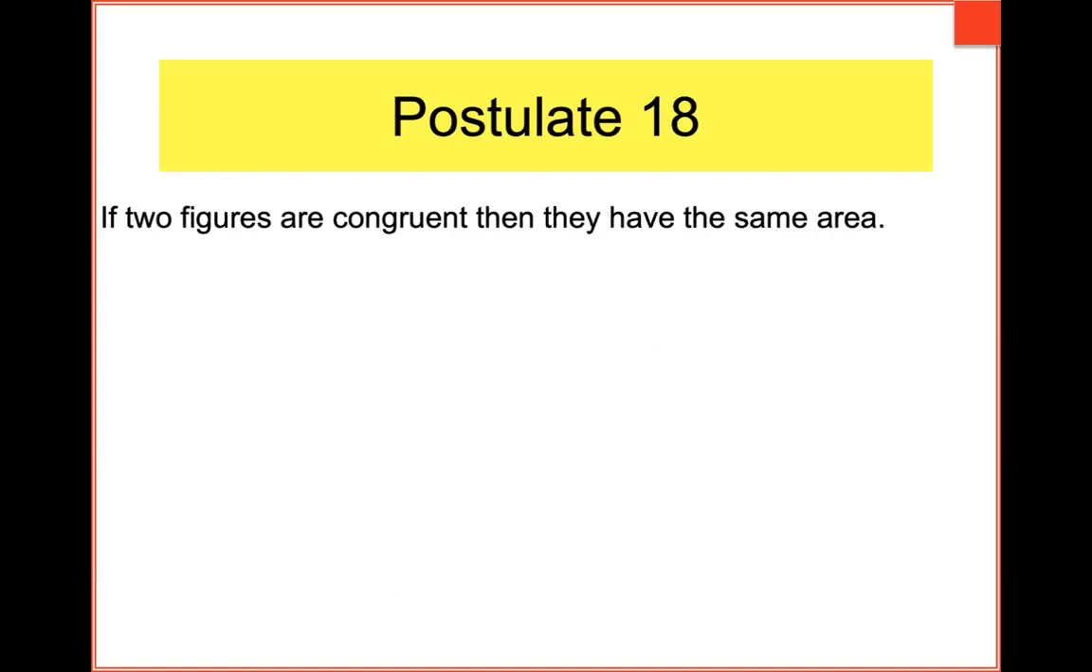Postulate 18 says the following. It says that if two shapes are congruent, well, then they must have the same area. Now, why is that true? Once again, I'm not proving it, just expounding upon the idea.